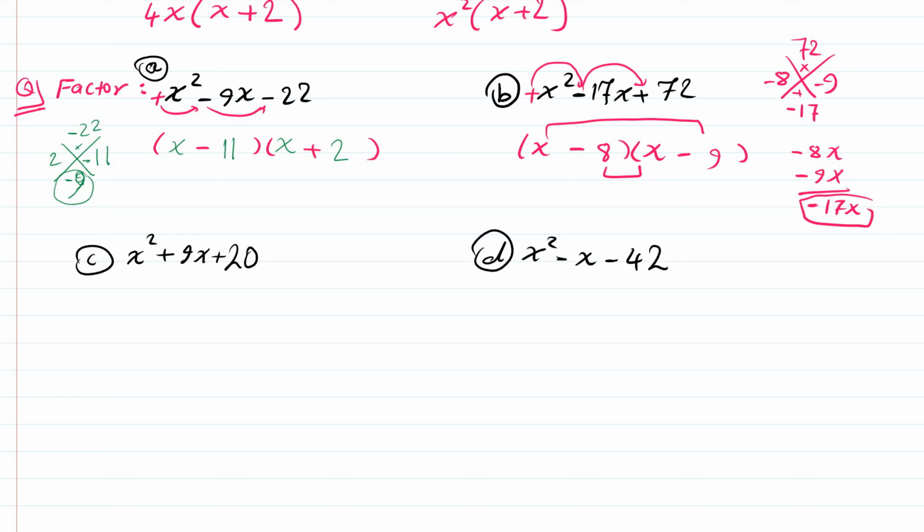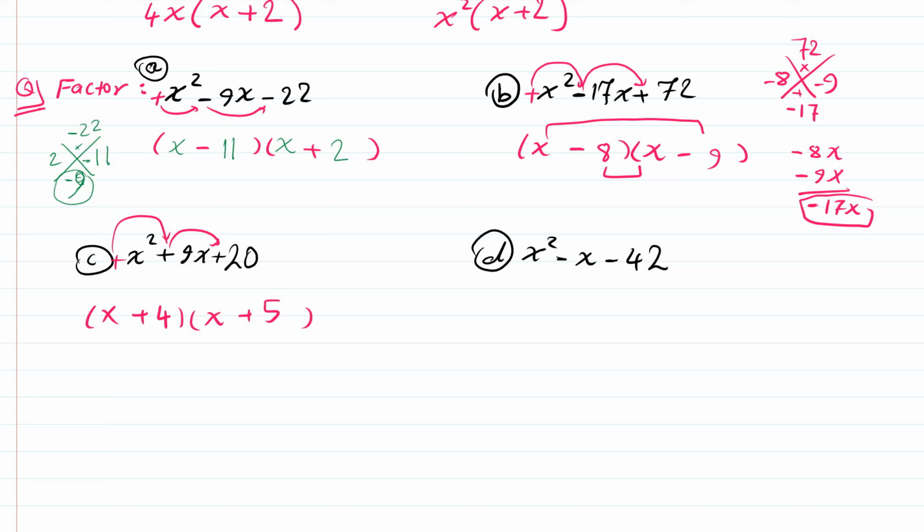Let's jump to the third one. Again, it's a trinomial, so two brackets. X. Okay, here positive. Positive times positive equals positive. Positive times positive again is going to be positive. Find two numbers that multiply to equal 20 and add to equal 9. So it's going to be 4 and 5.